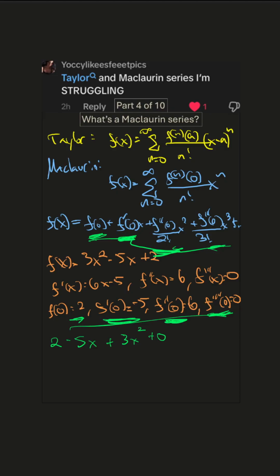So notice that we just created this exact function. It's just in a different order. You can rearrange it. Same exact function. Okay, so why does this matter?